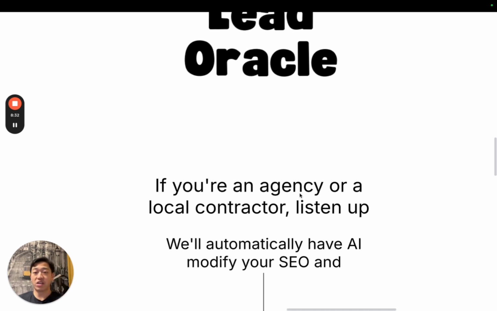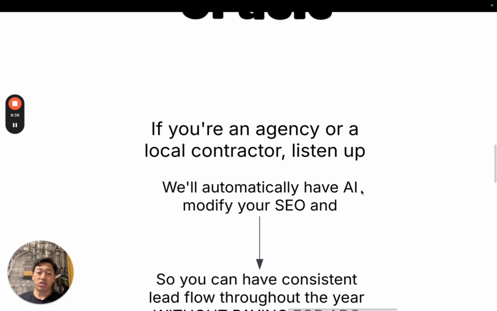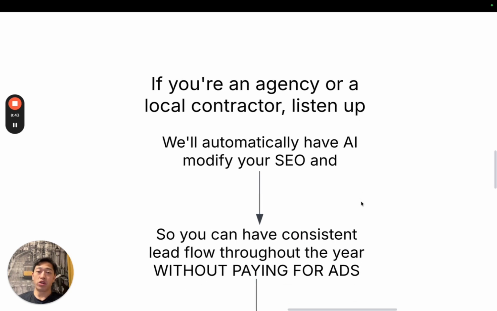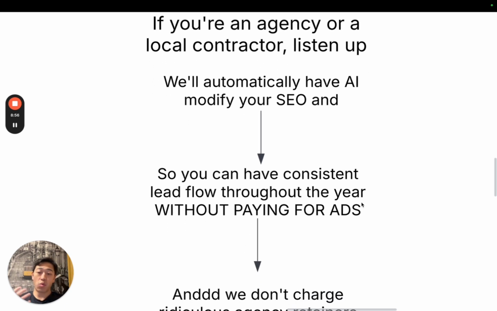So if you're an agency owner trying to see how to actually rank for your clients, or if you're a local contractor, listen up, because basically our software will automatically modify all the SEO on your page where you can rank for every single keyword and every single service that you offer. So this results in 500,000 service pages, and we're trying to rank for all those keywords so we can overtake that competition. And that way you can have consistent lead flow throughout the years without spending a dime on ads.